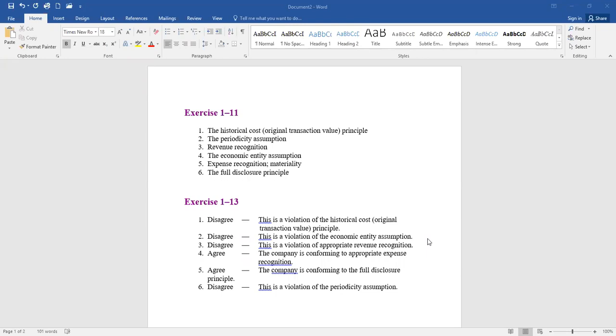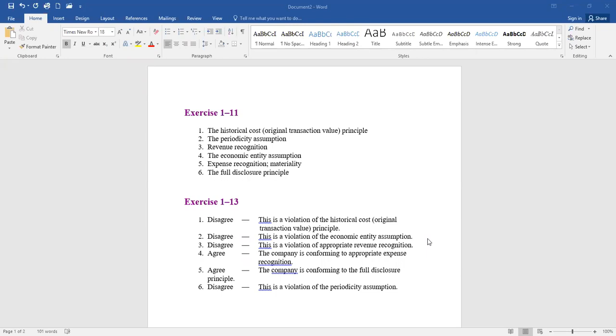In number 4, we have Don Smith is the sole owner of a company called Hardware City. The company recently paid a $150 utility bill for Smith's personal residence and recorded it as an expense. Well, I guess you can do that, but you've definitely committed a little bit of fraud there and violated the economic entity assumption. Now remember what that says. Separate entities keep their financial information separate.